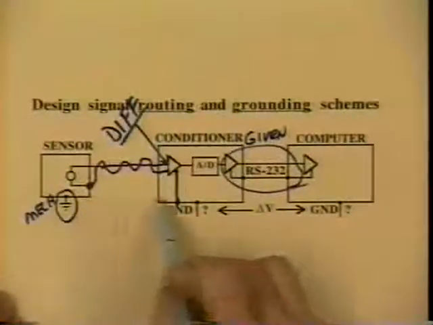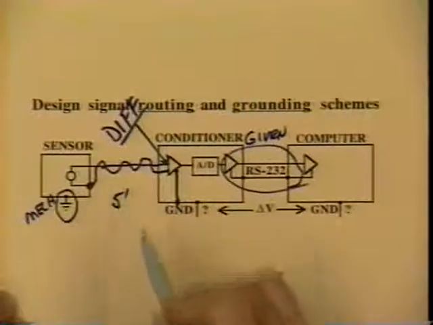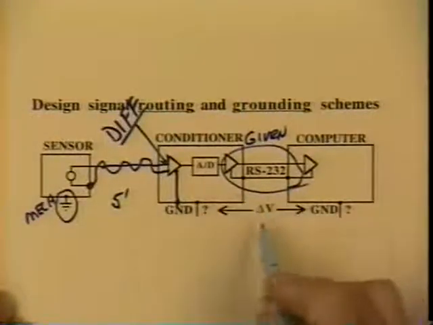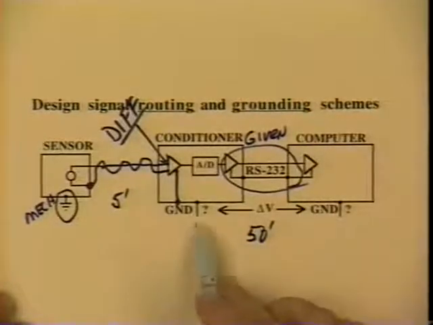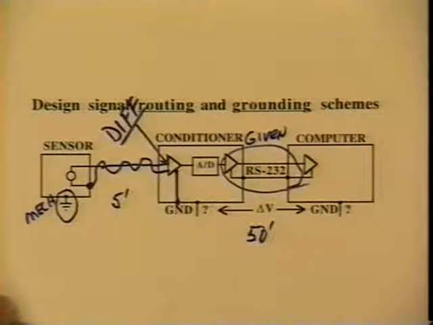Because this run over here might be a short distance, maybe 5 feet, but this run over here could be much longer. This could be 50 feet, could be 100 feet. And so there could be quite a bit more voltage difference between the two chassis. But if it's already built, single-ended, and I'm going to try to patch it up and get it to work a little better, I might try this.